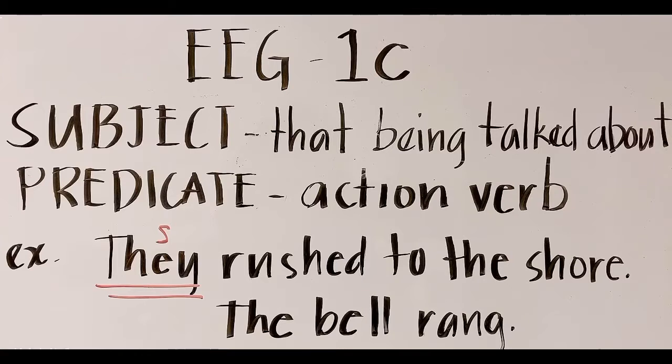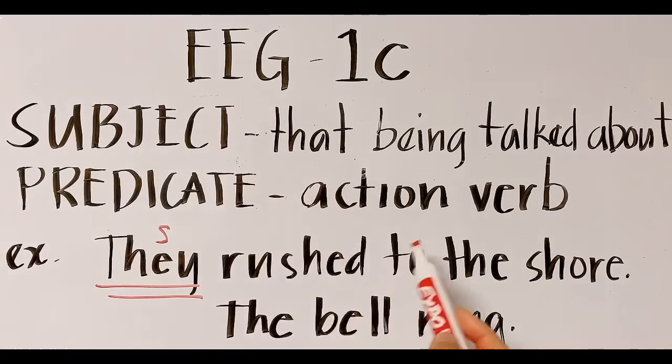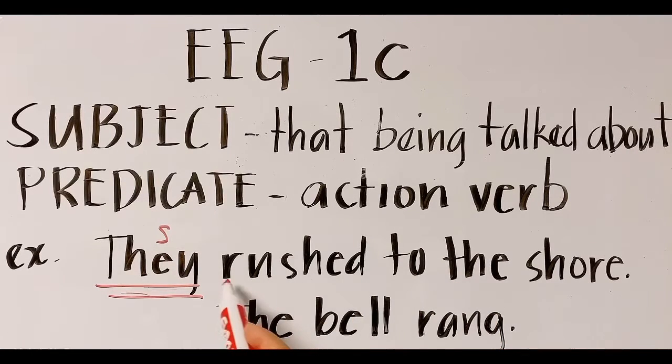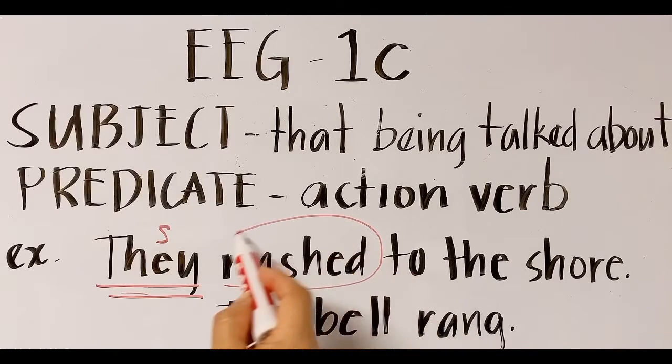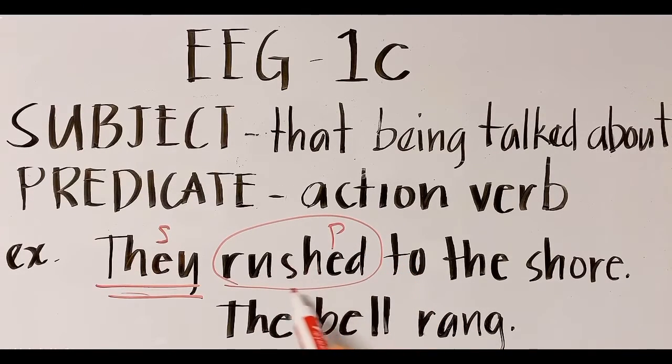All right, now let's go to the predicate. What is the predicate here in the sentence? An action verb, the action being done by the subject. So what is the action being done by they? Rushed. So this is the predicate, which is an action verb. They rushed to the shore.